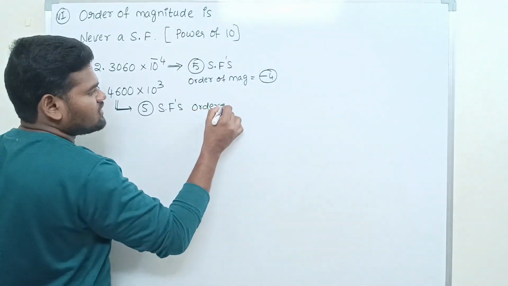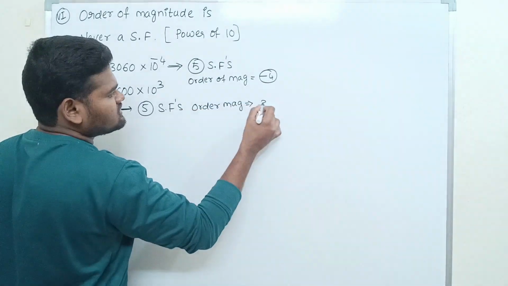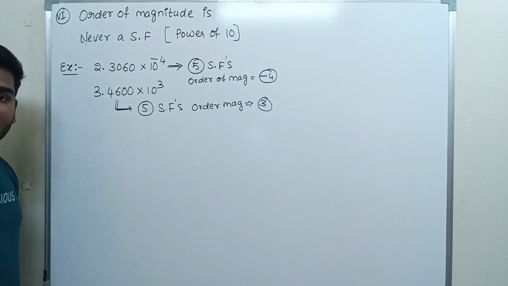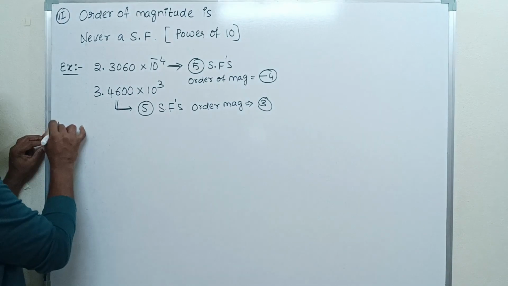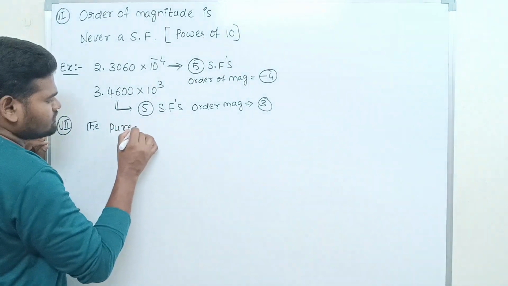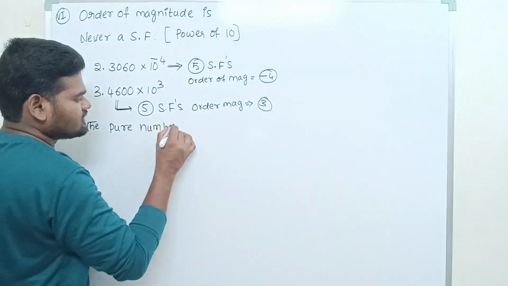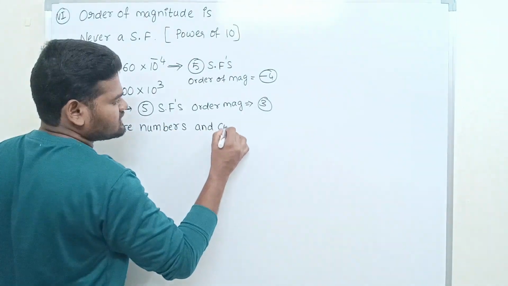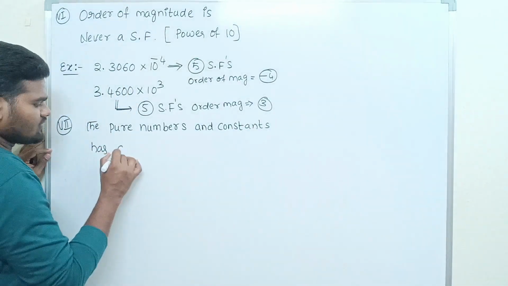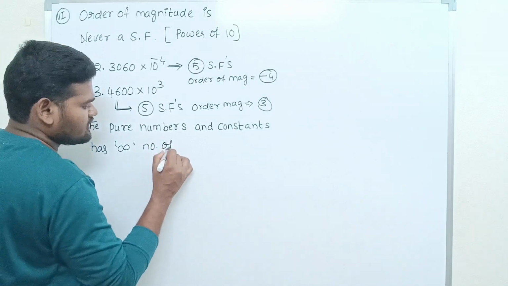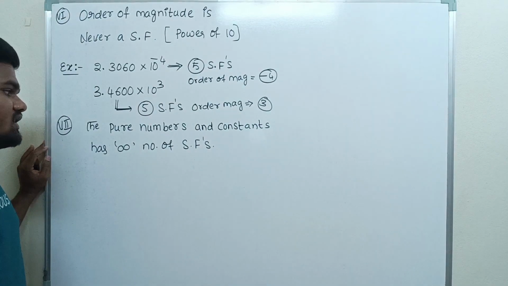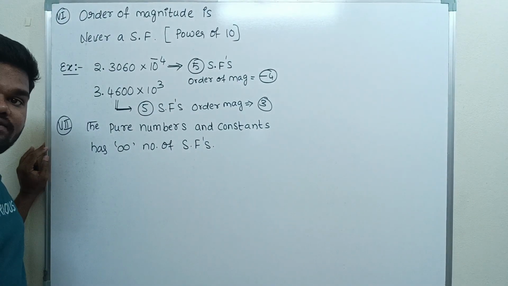Order of magnitude is equal to how much? Order of magnitude is equal to 3. See, power 3 is there. So order of magnitude is 3. Are you getting? Right. So seventh rule. The pure numbers and constants have an infinite number of significant figures. Pure numbers and constants have what? Infinite number of significant figures.